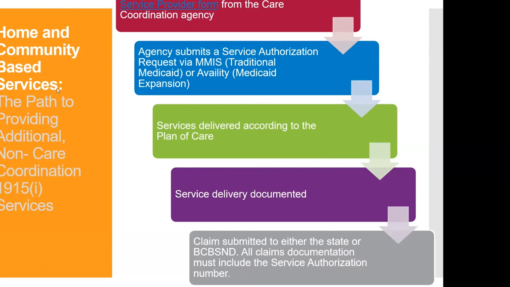All right. So just to give you again the overall, this is what happens after the next slide. So your agency, you're not doing care coordination now, you're doing the other services, housing support, benefits navigation, training for family caregivers. You get from the care coordination agency this request for service provider form. Your agency will also submit a service authorization request via MMIS for traditional Medicaid, via Availity, which is the Blue Cross Blue Shield clearinghouse for Medicaid expansion population.